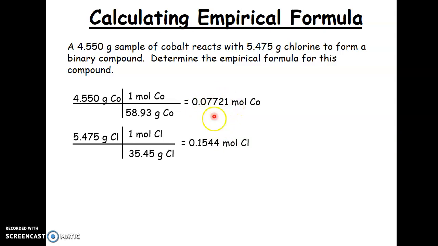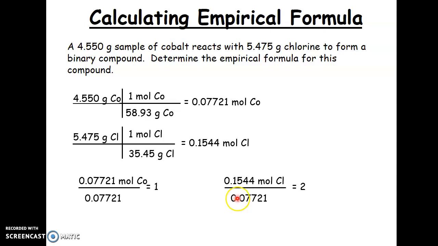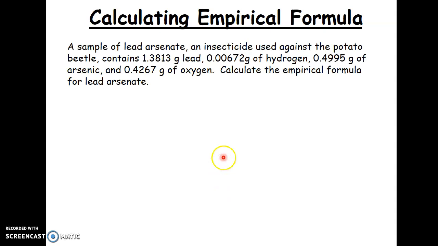Then they are going to divide each of these two answers by the smallest number to get the coefficient, to get the subscript. So the smallest number divided by itself will give us 1. This number divided by 0.0772 will give us 2. So the subscript for cobalt will be 1, for chlorine will be 2. So the empirical formula for that is CoCl2. Right, we'll move on to another example.